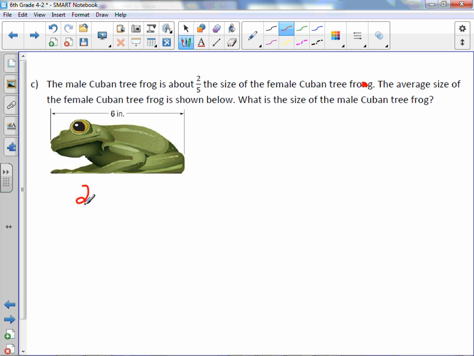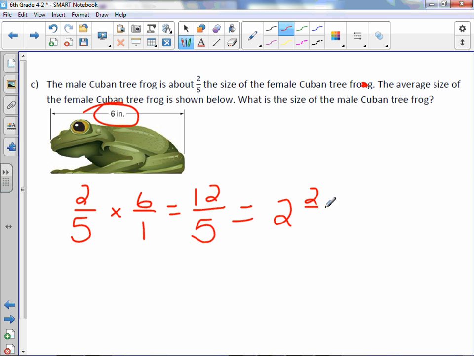Okay, so we're going to take 2/5 and multiply it by 6 and put it over 1. 2 times 6 is 12. 5 times 1 is 5. And as a mixed number, 5 goes into 12 twice, with 2 left over. And we are talking about the size of the male Cuban tree frog. So we are talking inches, and I got that from this diagram here. So 2 2/5 inches.